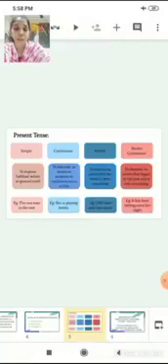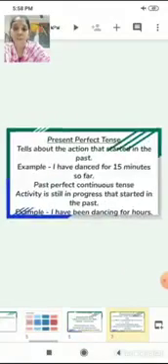The next type is present perfect tense. Present perfect tense expresses an action that has recently been completed. Okay, it recently got completed. So what is the example here? They have won the match. I'll give you one more example for this. I have danced for 15 minutes so far.